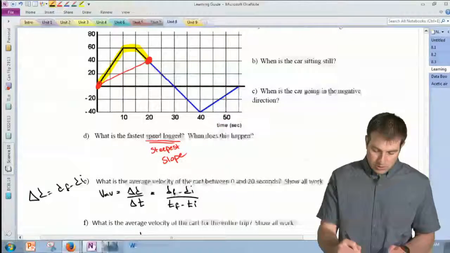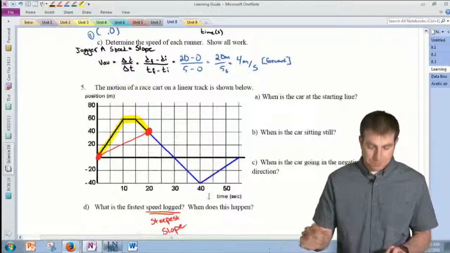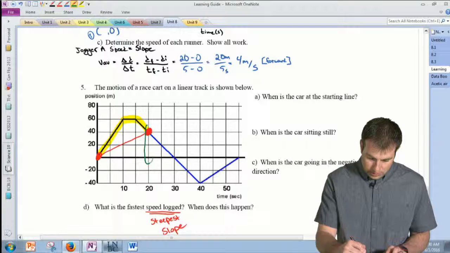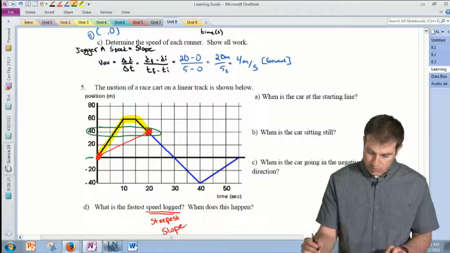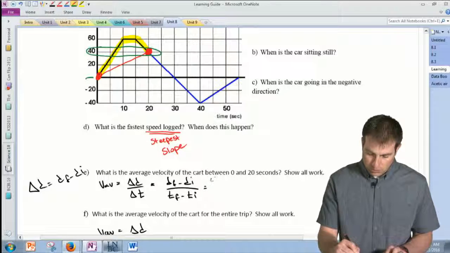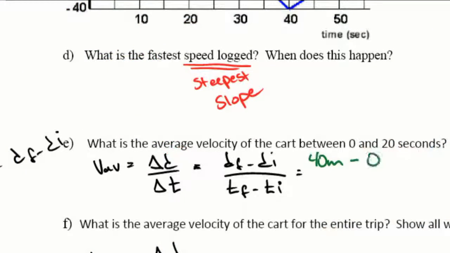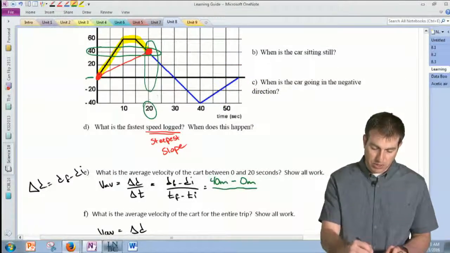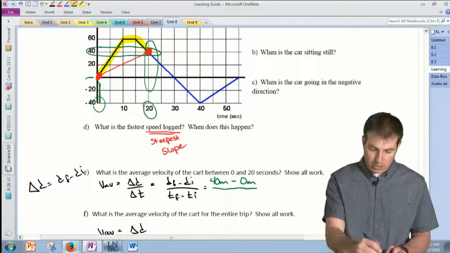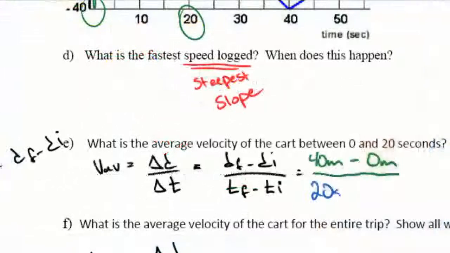All right, now I'm going to plug in some information that I know. If I look at my graph, my final distance, sorry, that's time. My final distance was 40, and my initial was 0. So when I plug these numbers in, my final was 40 meters, my initial was 0 meters, and then time. Well, how long did it take me to do that? It took me 20 seconds was my final time, and this is 0 seconds was my initial time. So I'm going to go 20 seconds minus 0 seconds.